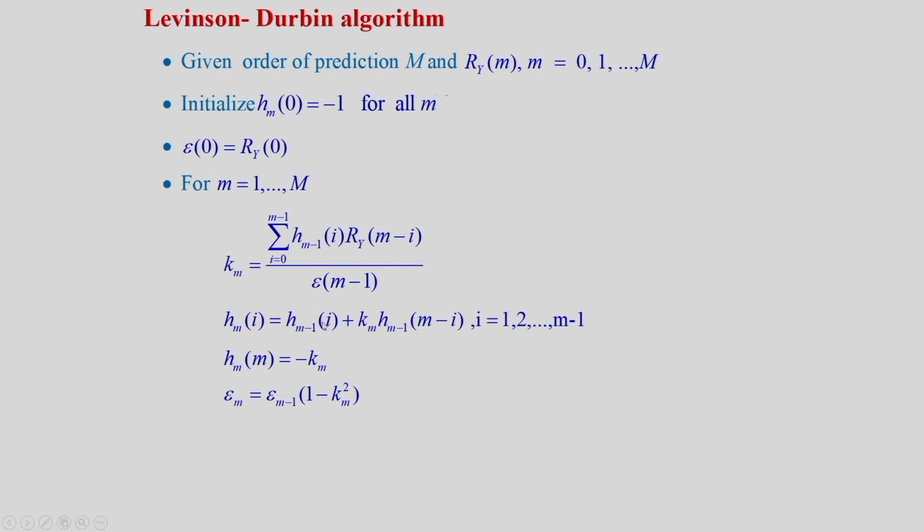And the last filter coefficient h(m,m) will be updated as minus km. And finally, we will update the mean square prediction error epsilon m equal to epsilon(m-1) into 1 minus km square. So, km we have determined here.